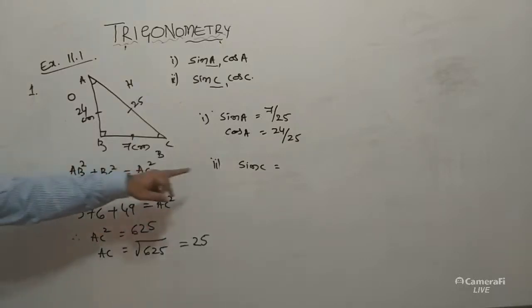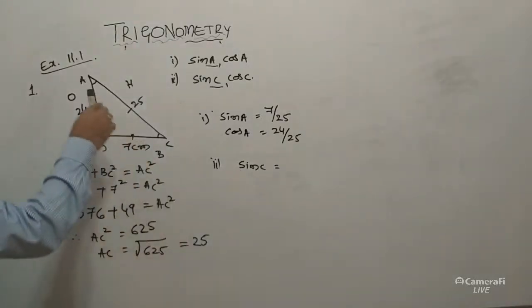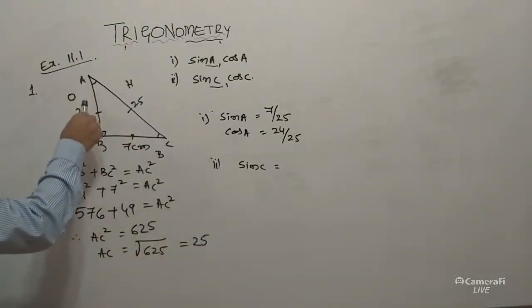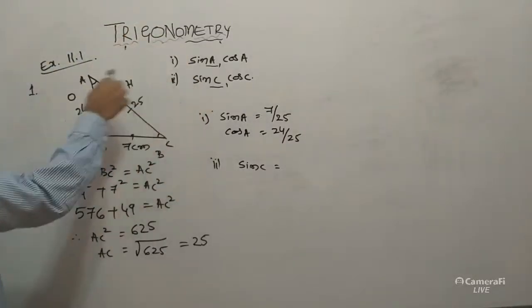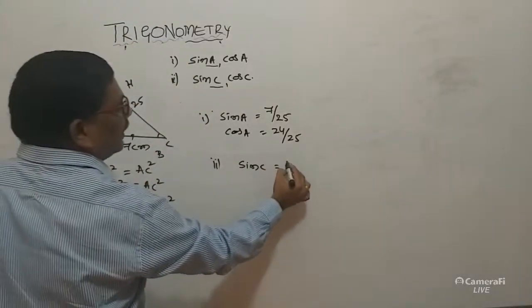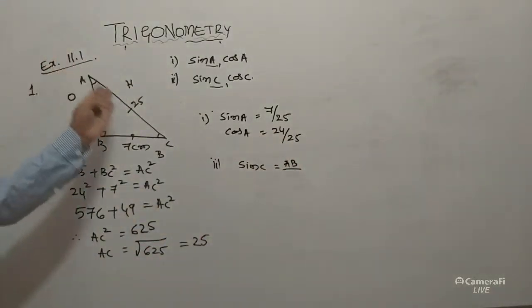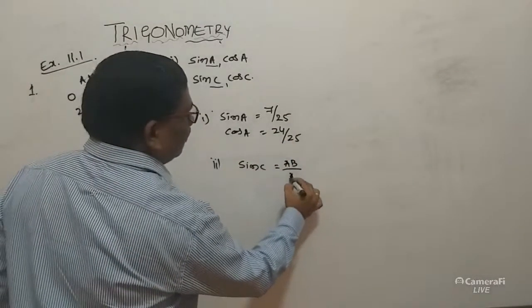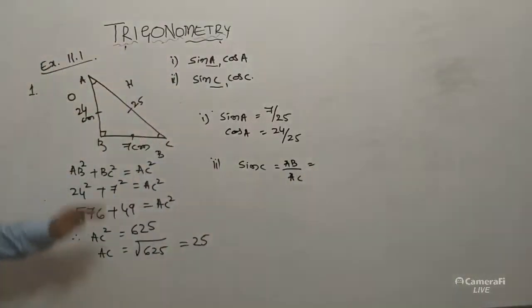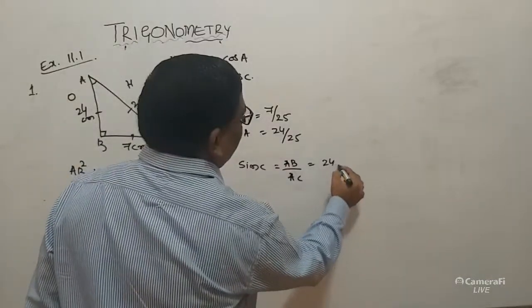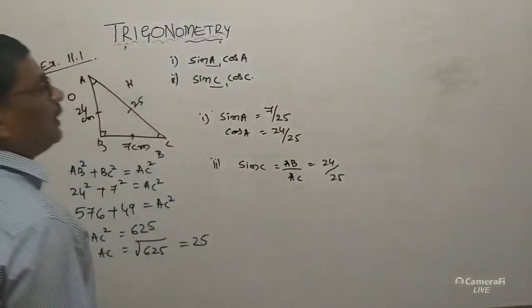Then sin of angle C is equal to, now the opposite is AB. Earlier it was different. Now the opposite is AB. I will write it better to make that clear. Opposite is AB, hypotenuse is AC. AB by AC, that is opposite by hypotenuse, which is 24 by 25.